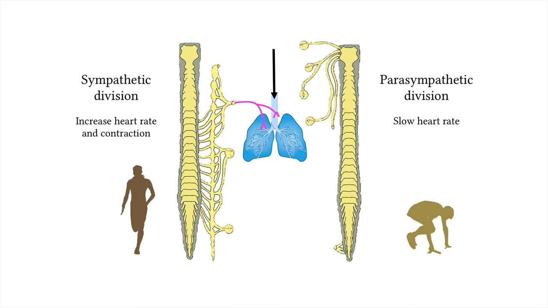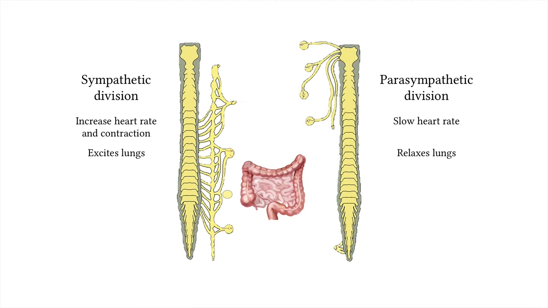When you are done with your run, your body doesn't need to take in as much air. So your parasympathetic division kicks in, sending action potentials to the lungs so that the bronchial tubes constrict, shrinking in diameter and taking in less air. So in these two examples, the sympathetic division excites the heart and lungs, while the parasympathetic division relaxes the heart and lungs. But in the case of the digestive system, these two divisions behave in an opposite manner.